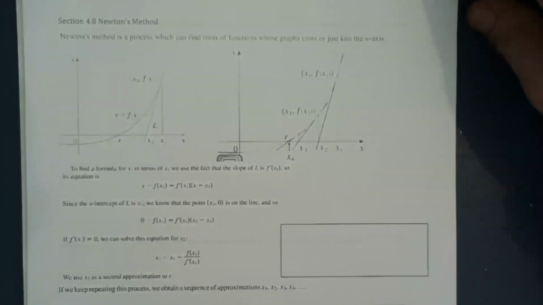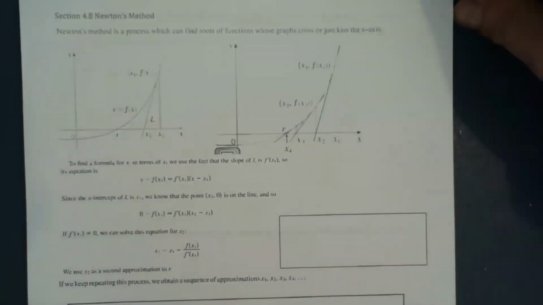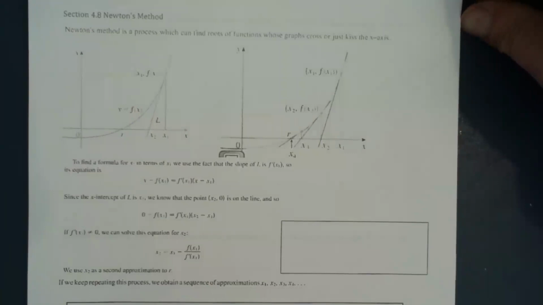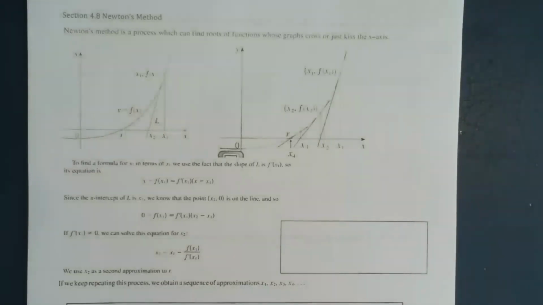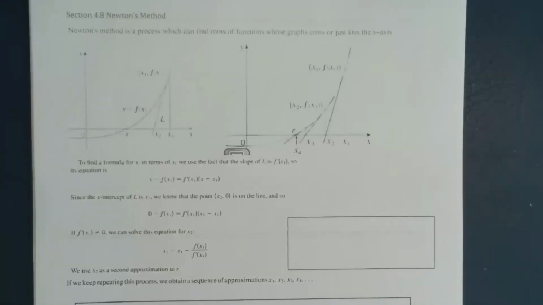Welcome back. We are now to Newton's method. This is section 4.8. And Newton's method is something Sir Isaac Newton came up with, one of the applications of his derivative. And the idea is, what if we want to know the root or the zero of a function that we can't directly get to? So we don't have direct access to that root.